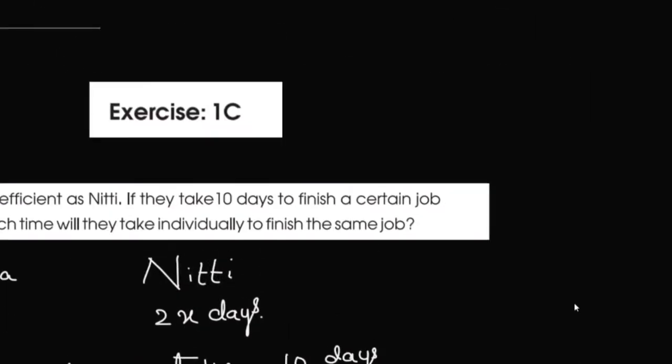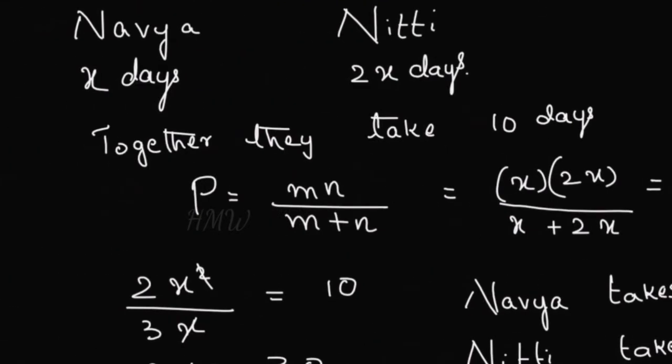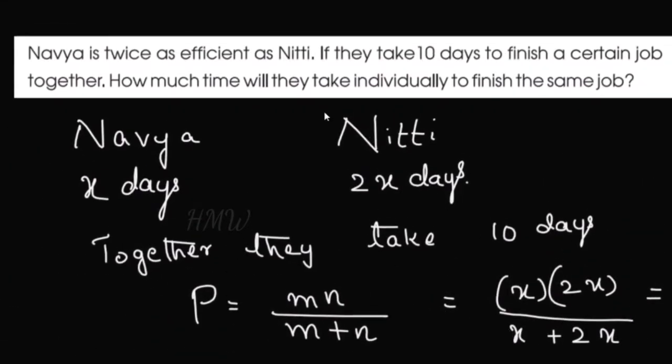The first problem is Navya is twice as efficient as Niti. If they take 10 days to finish a work together, how much time will they take individually to finish the same job? So Navya takes X days. Since Navya is twice as efficient, if Navya takes X days, Niti will take 2X days. Suppose Navya takes 10 days to complete a work, Niti will take 20 days.